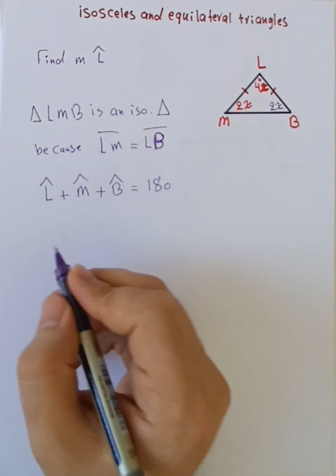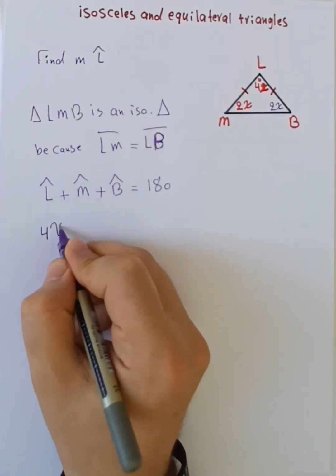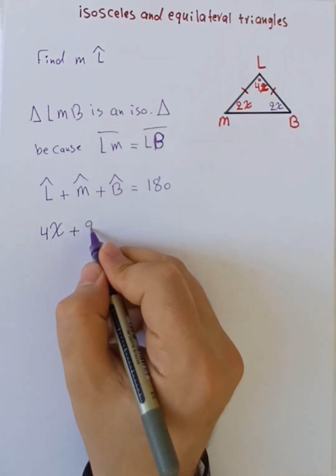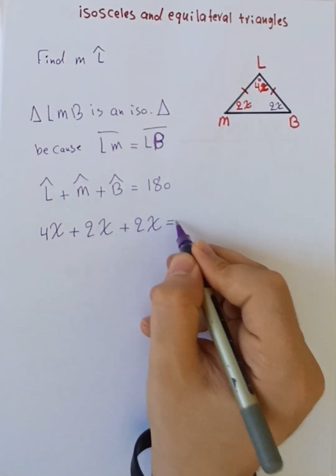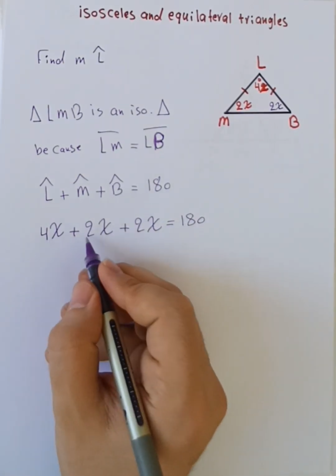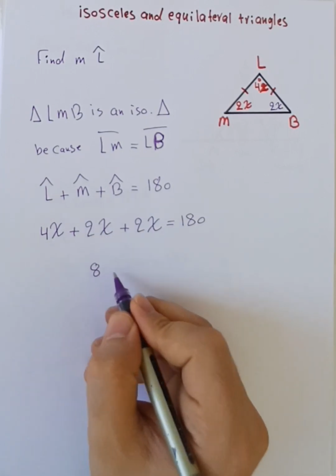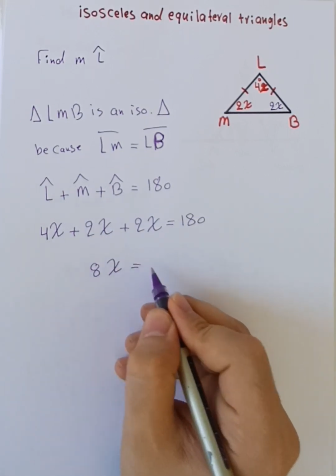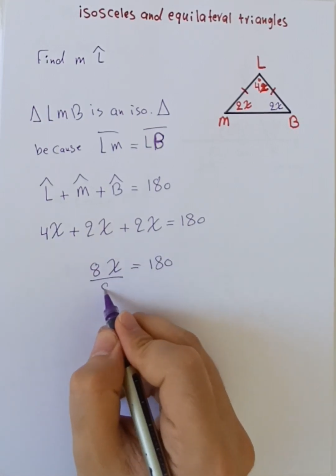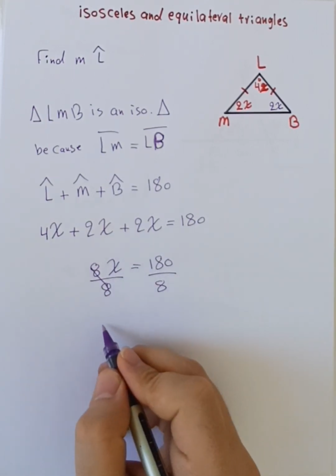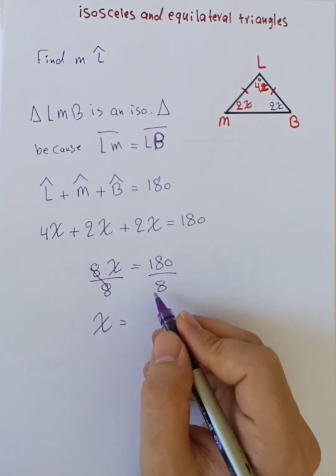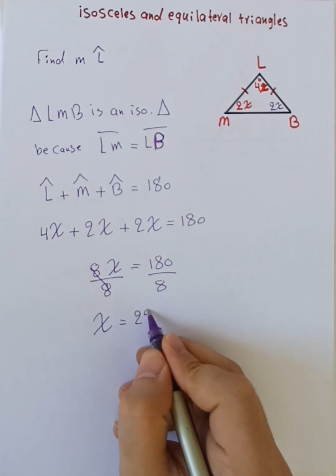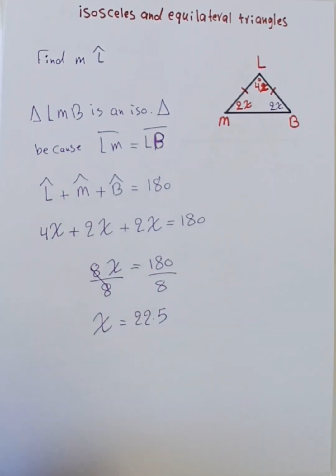So the measure of angle L is 4x, plus the measure of angle M is 2x, plus the measure of angle B is 2x, equal to 180. 4 plus 2 is 6, 6 plus 2 is 8, so 8x equal to 180. We have to divide both sides by 8. These two 8's are reduced, so x is equal to 180 divided by 8, equal to 22.5. The value for x is 22.5.